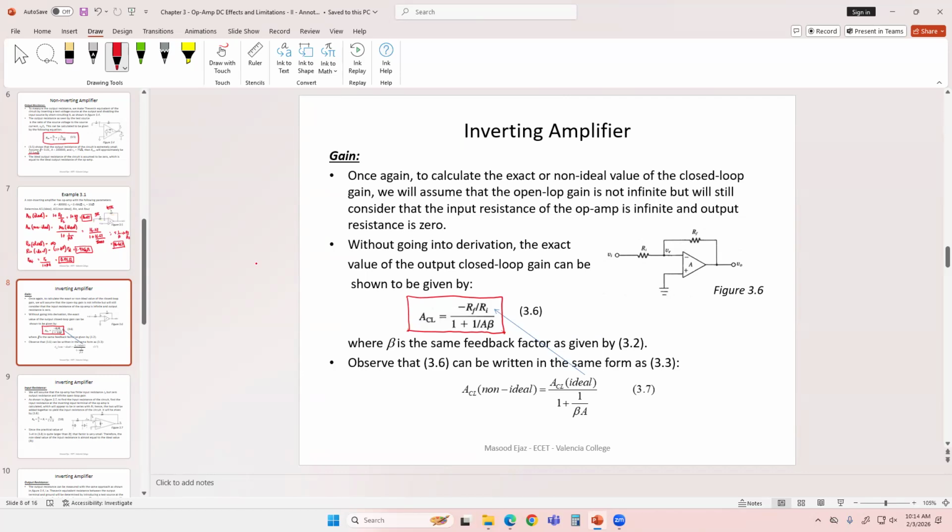ACL non-ideal is ACL ideal over 1 plus 1 over beta A. For both inverting and non-inverting, they're the same. The only thing that differs is the value of ACL ideal. That's a different value for non-inverting and inverting. But this expression 3.7 is the same as the expression for the non-inverting amplifier. And once again, beta A is, as we discussed, very large. So ACL non-ideal will be equal to ACL ideal, assuming 1 over beta A is very small, since beta A is very large.